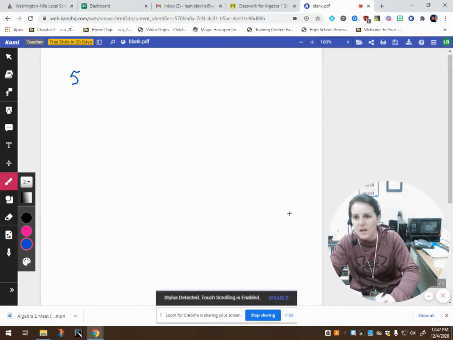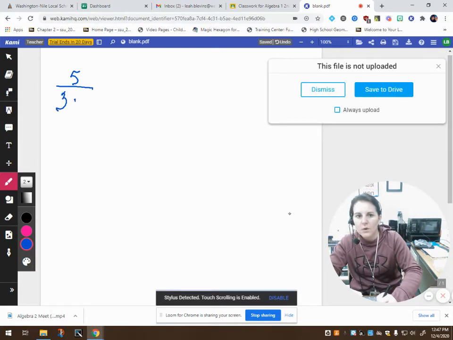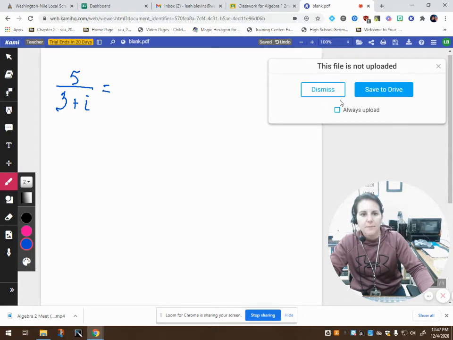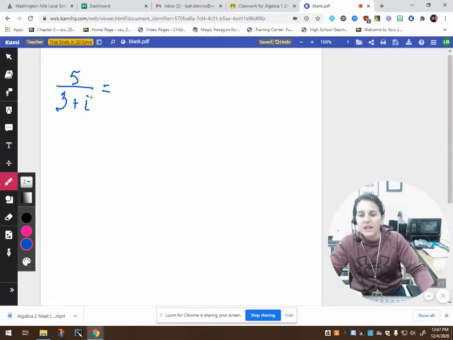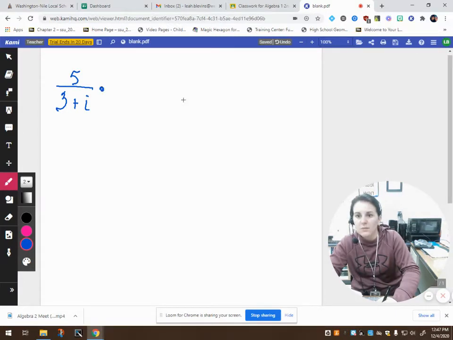So we've got 5 over 3 plus i. Well, we know that we cannot have a complex number in the bottom. We don't want this imaginary number down there. So in order to get rid of this imaginary number, what I'm going to do is multiply by 1, but not just 1, a fancy one. And the fancy one that I'm going to multiply by is the conjugate of the bottom.